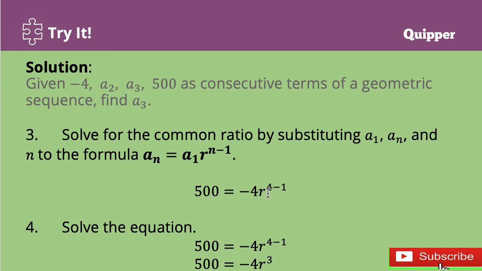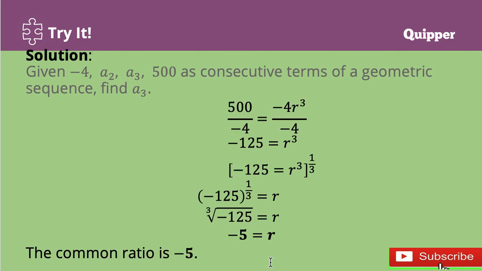Then fourth step, solve the equation. We'll simplify the exponent part. 4 minus 1, we have 3. We have 500 is equal to negative 4 r to the third power. Then dividing both sides by negative 4 so that we can have r cubed. Negative 4r cubed divided by negative 4 is just r cubed. And 500 divided by negative 4 is equal to negative 125.